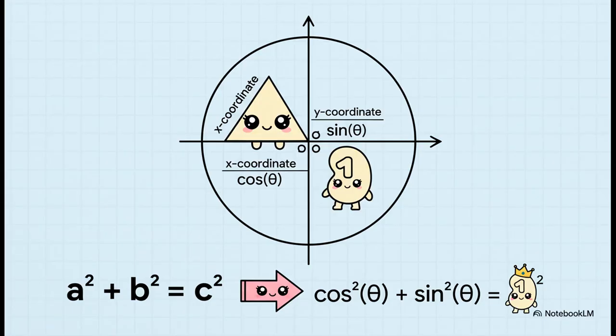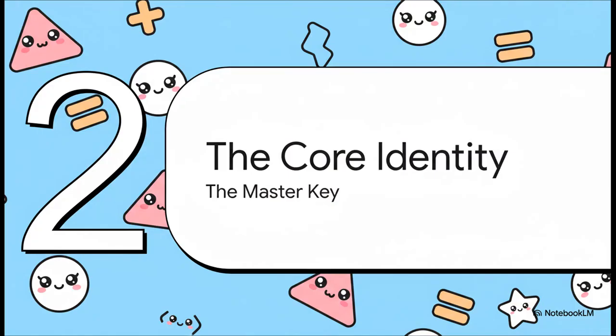Okay, so imagine we take that triangle and put it right inside the unit circle. All of a sudden, that a side, the adjacent one, that's just the x-coordinate, which we call the cosine of the angle. And the b side, the opposite one, that's the y-coordinate, or the sine of the angle. And c, the hypotenuse? Well, it's just the radius of the circle, which is always 1. So a squared plus b squared equals c squared just transforms. It becomes cosine squared plus sine squared equals 1 squared.